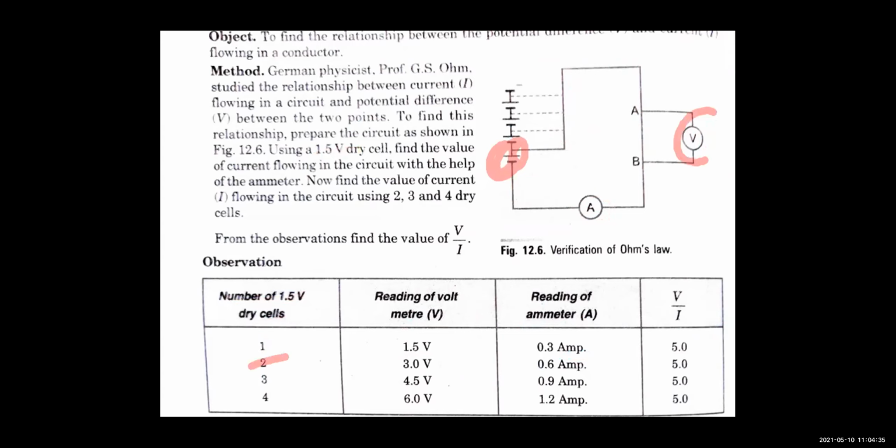And if you note down the reading of voltmeter, you will see it is showing 3 volt because two cells are connected and the voltage is 3 volt. And the reading of the current, you saw it in the ammeter and you noted it down, that is 0.6 ampere. If you divide V upon I, that is 3 volt per 0.6 ampere, you will get the answer as 5. Step number 3, increase one more cell.